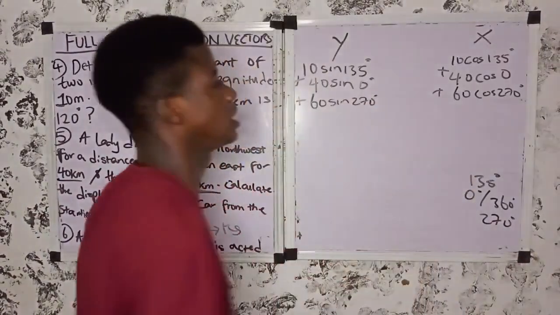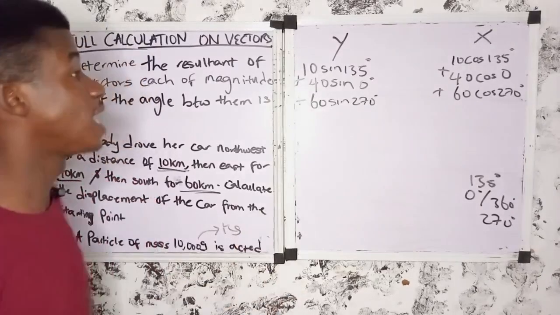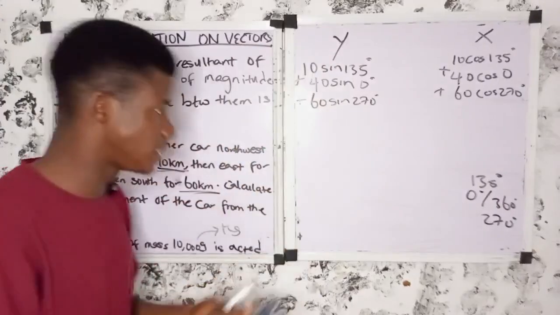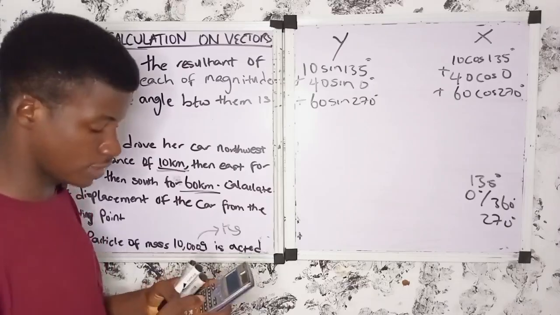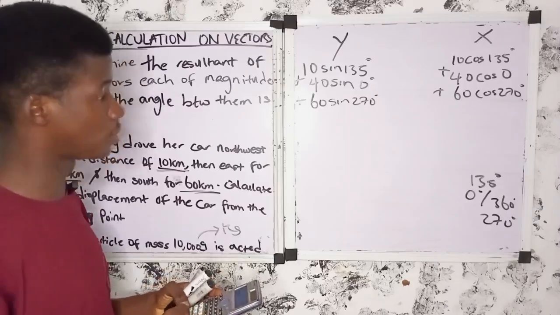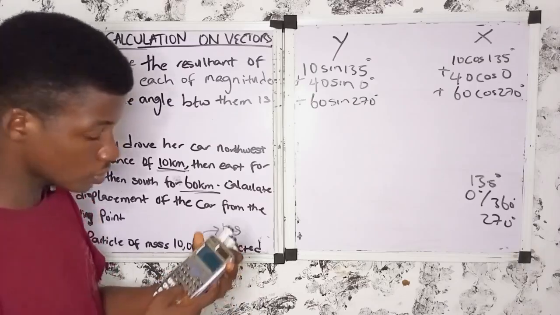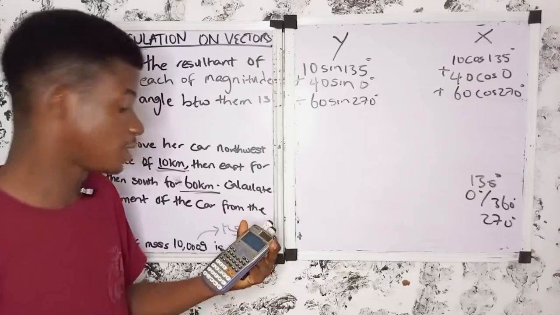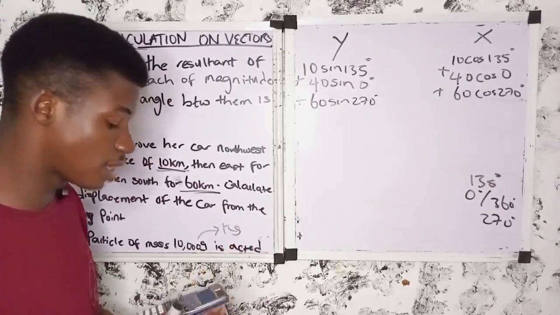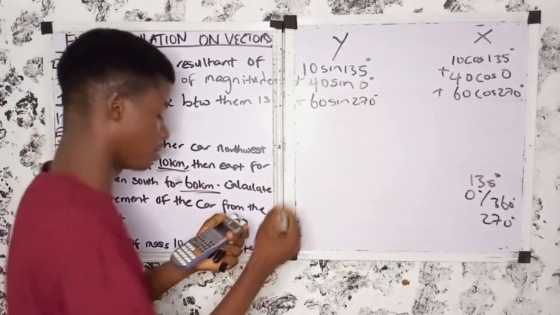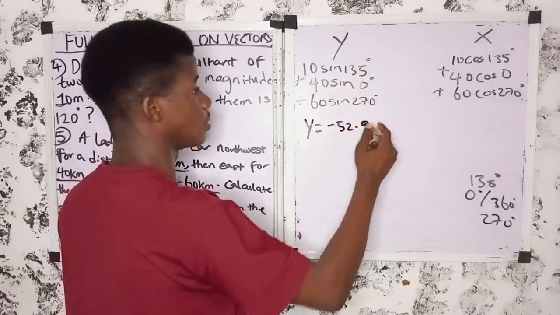So let's add here, then get the resultant, which is what they are asking us to look for. So that'll be 10 sine 135, plus 40 sine 0, plus 60 sine 270. If we add everything, my calculator gave me minus 60 plus 5 root 2. So let me convert it to decimal. We have y is equal to minus 52.9.